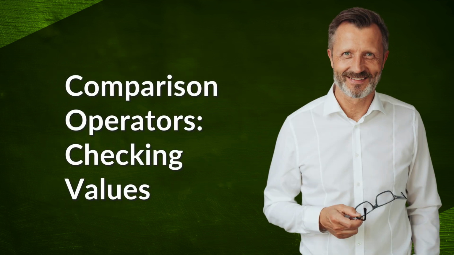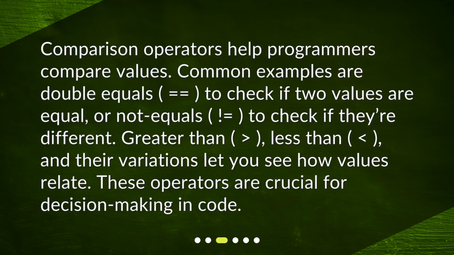Comparison operators, checking values. Comparison operators help programmers compare values. Common examples are double equals (==) to check if two values are equal, or not equals (!=) to check if they're different. Greater than, less than, and their variations let you see how values relate. These operators are crucial for decision-making in code.